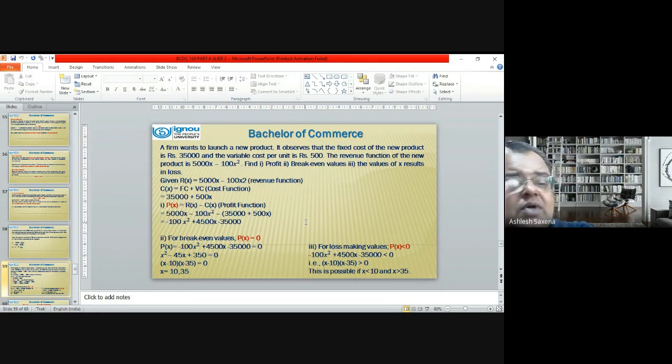This is how a problem related to profit, loss and break-even is evaluated. Repeating, the total cost function is a summation of fixed cost plus variable cost. Remember that all the things will be given to you in the problem. You have to simply remember the basic formulas: cost function, profit, break-even point, and its value.